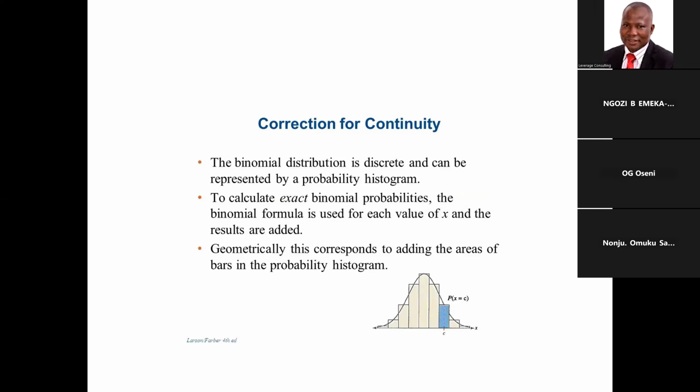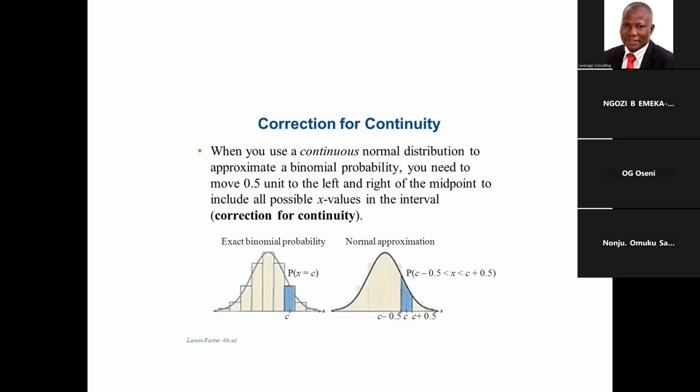So to calculate the exact binomial probability, the binomial formula is used for each value of x and the results are added. Geometrically, this corresponds to adding the area of the bars in the probability histogram. But all this here, I wouldn't want to bother you so much, because it's not actually necessary.